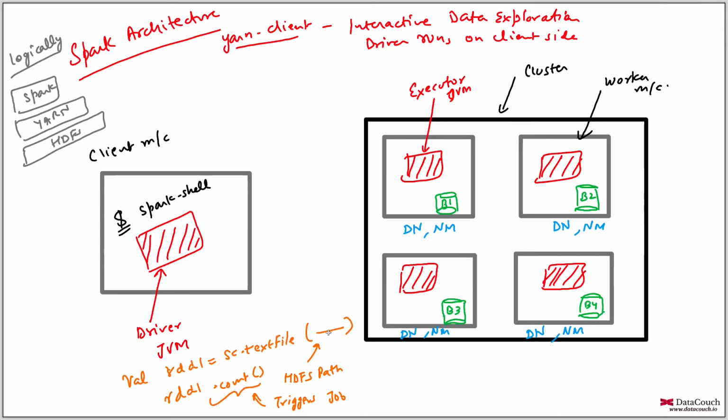If you give a wrong path and you don't write count, then it will not even complain. It will complain only when you take an action, then it triggers the job. So you are saying RDD1.count, so you want to count it. What it will do is start moving data from HDFS to this executor. So it is happening in parallel.